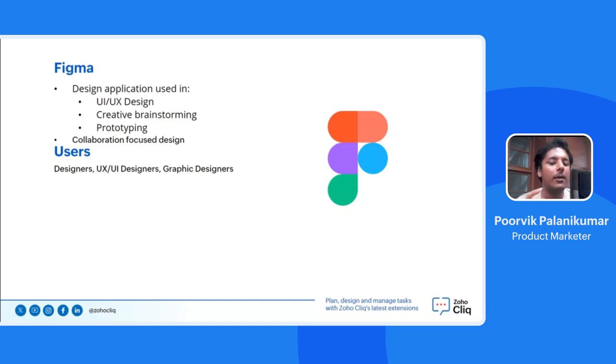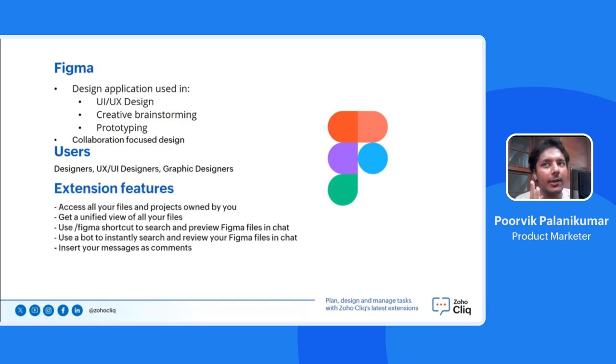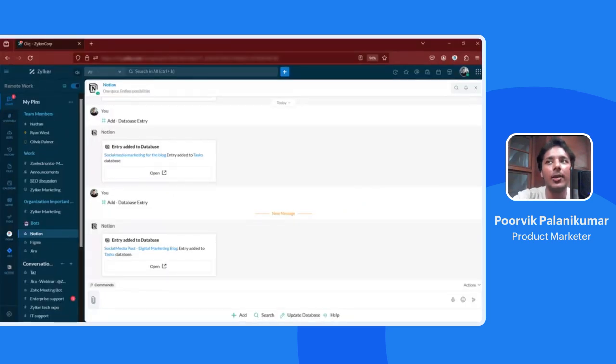Now, all the extension features that you get with this extension are: you get access to all your files and projects owned by you. You get a unified view of all your files, and you also get a shortcut and a bot to search and preview files in the Figma chat, and it also lets you insert your messages as comments in a Figma file. If you're a designer, you know how useful that is. So let's jump right back into the live demo and see how that works.